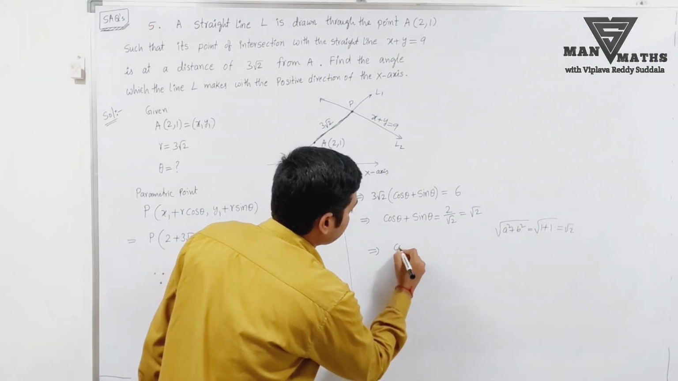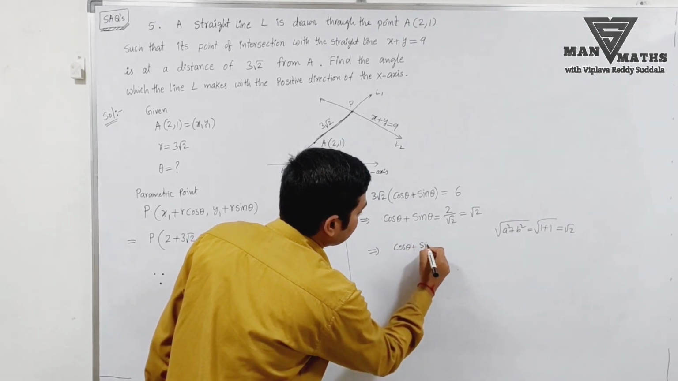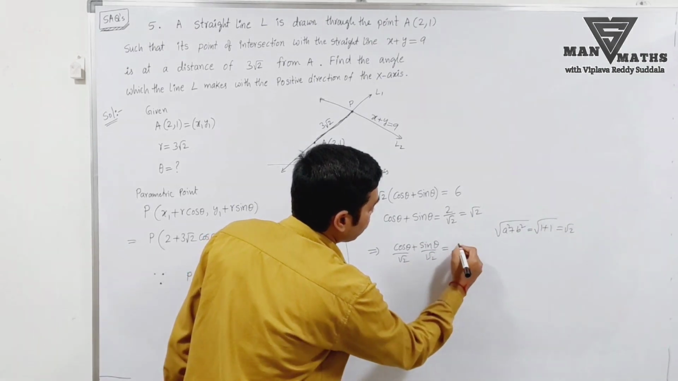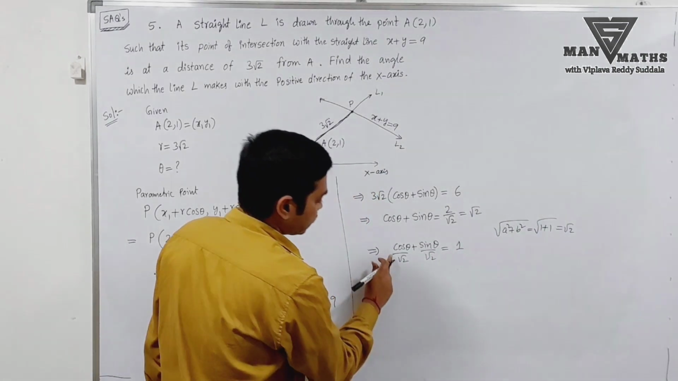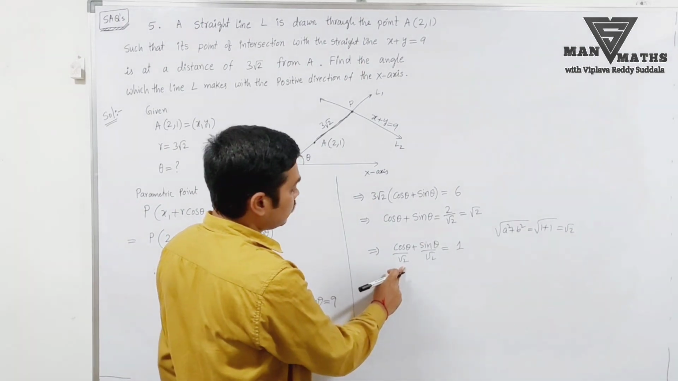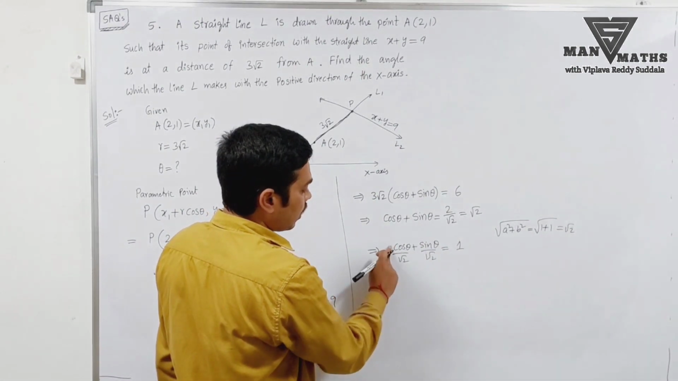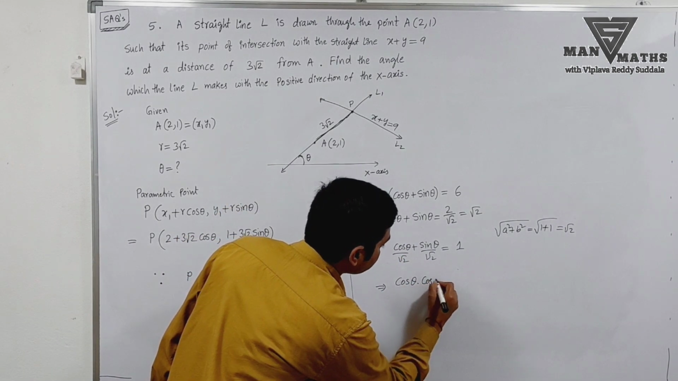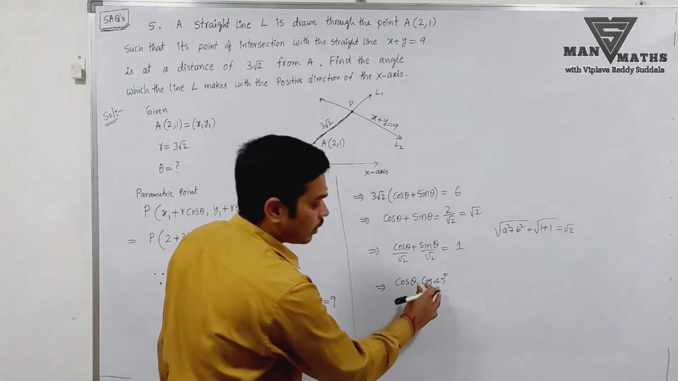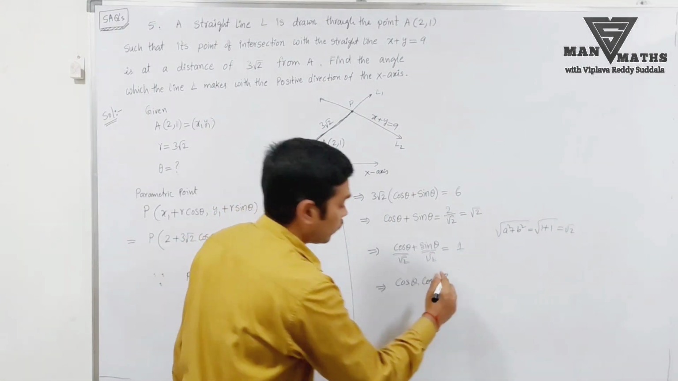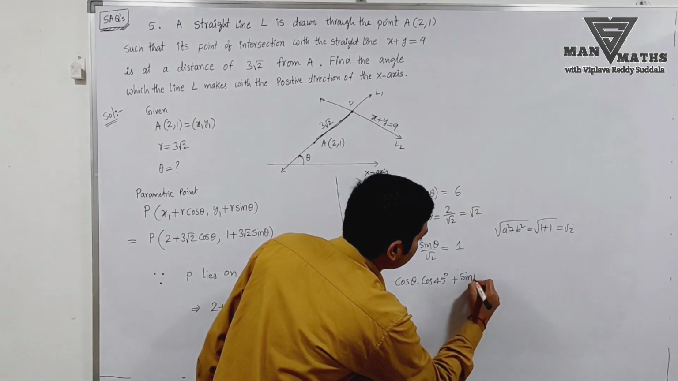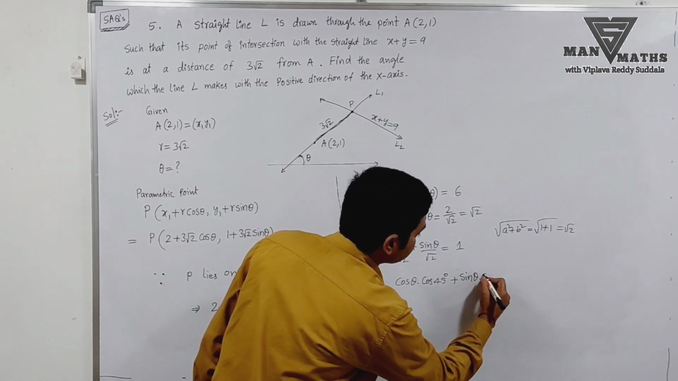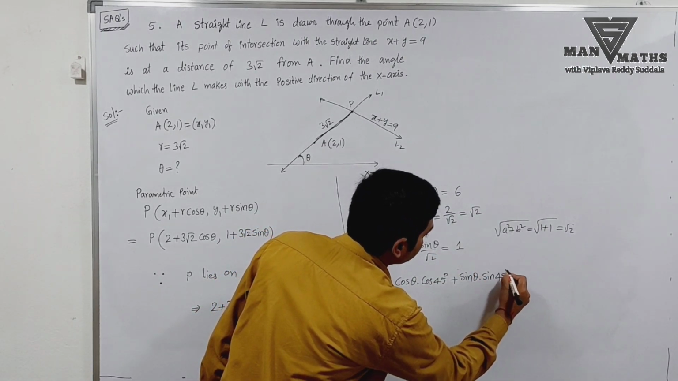That means cos theta plus sin theta, each divided by root 2. Root 2 by root 2 means 1. This can be written as cos theta into 1 by root 2 plus sin theta into 1 by root 2. Here 1 by root 2 is nothing but cos 45 degrees, and 1 by root 2 is nothing but sin 45 degrees.